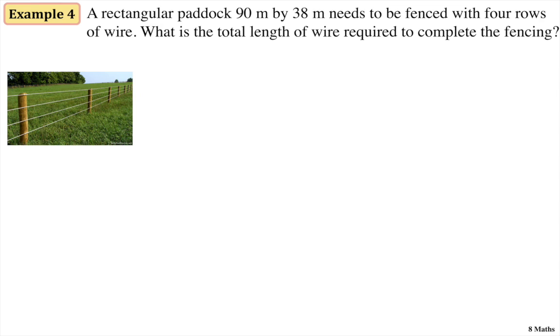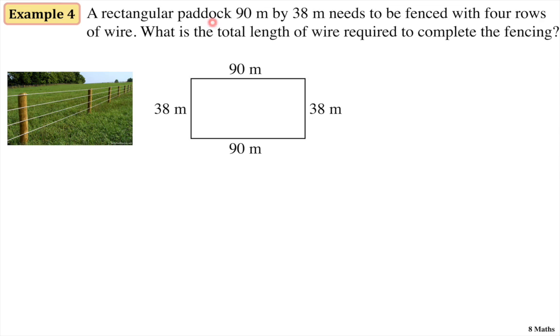So let's not worry about the 4 rows. Let's just find the distance around the shape so we can figure out how much wire we need for 1 row, and then we times it by 4 at the end. So the first thing I'm going to do is draw a rectangle. Now the paddock is a rectangular paddock, so it's 90 metres by 38 metres. There's the 2 90s and there's the 2 38s. Let's find the perimeter, or the distance around the outside of the paddock.